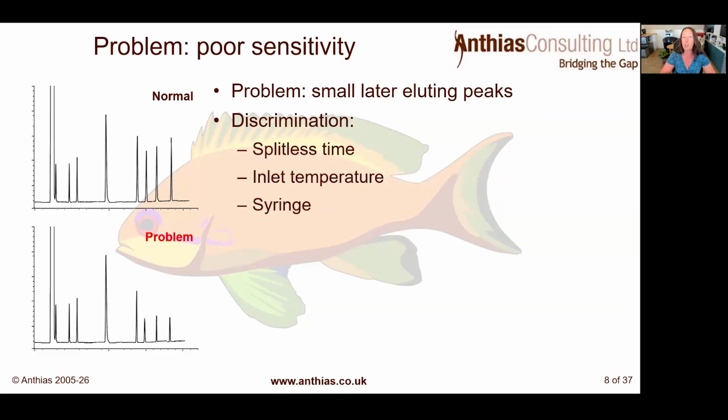We could get mass discrimination due to the splitless time. If you're doing a splitless injection and you open the split exit before all your compounds have transferred across, quite often you'll see problems across the board. But if there really is a big difference in molecular weight, then those later eluting peaks will take longer to vaporize and transfer onto the column. So that could be a problem. It could also be that those high molecular weight compounds are suffering from syringe mass discrimination.